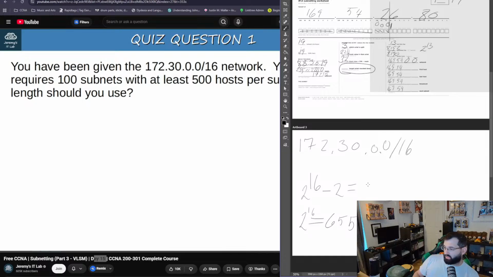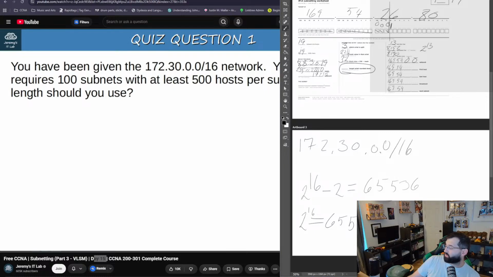And then we have this, which is our usable addresses, if I remember everything correctly. So then we need to figure out the block size of what this 16 is, because we know that we definitely have more than enough. So what we really need is to figure out how to get this number as close to 500 as possible.